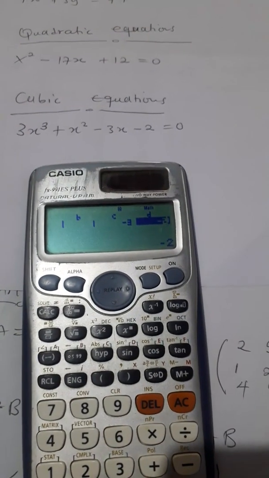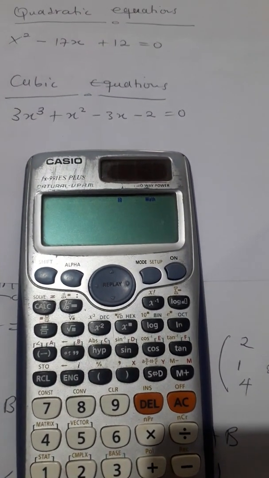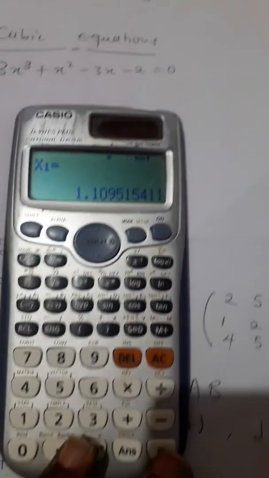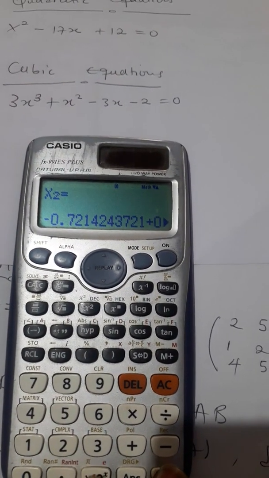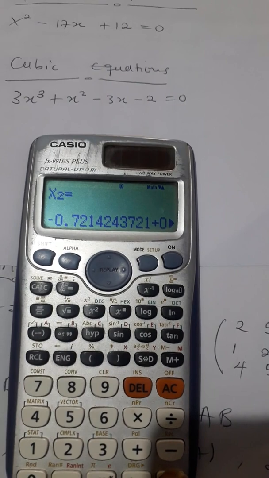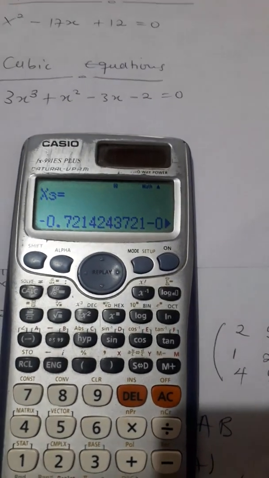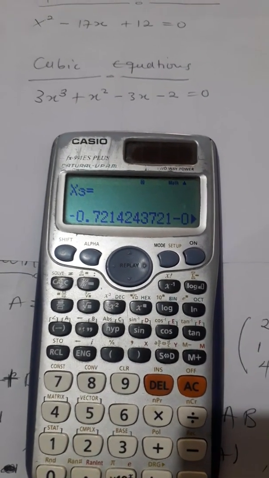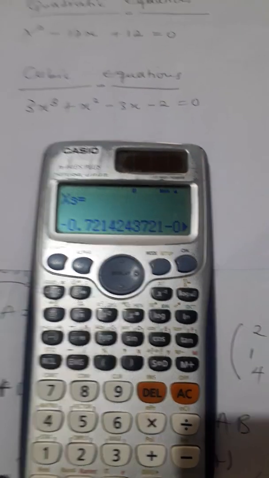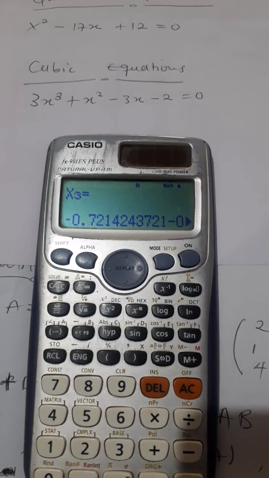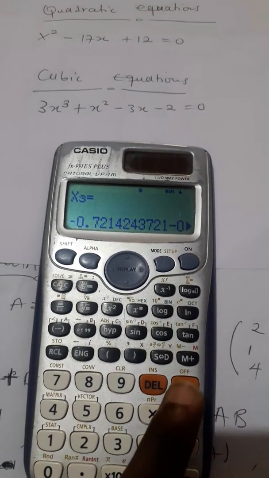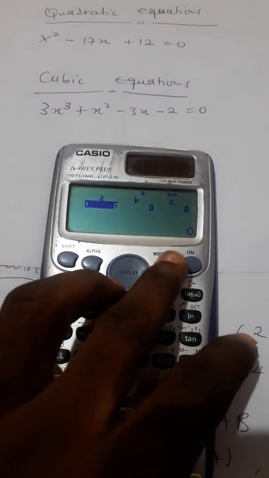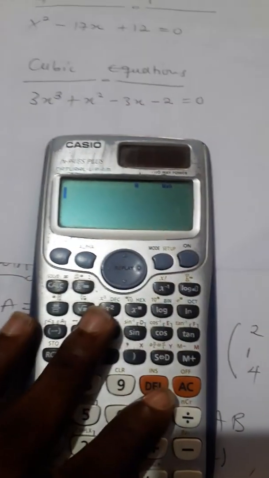Now we are done. So if you punch equal, it will solve and give us x1 to be 1.109, and you press equal again, x2 will be negative 0.721, then you press equal again, x3 will be this. Okay, so that is how the calculator works for equations in terms of cubic, linear equation, quadratic equation, and the rest. I hope you are okay with this. If you want to change everything back, you can press AC, then press mode and press 1. It will take you to the normal interface.